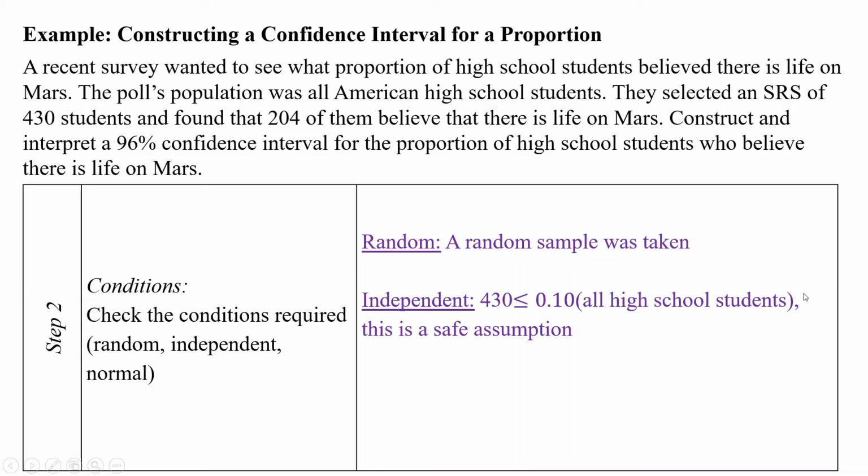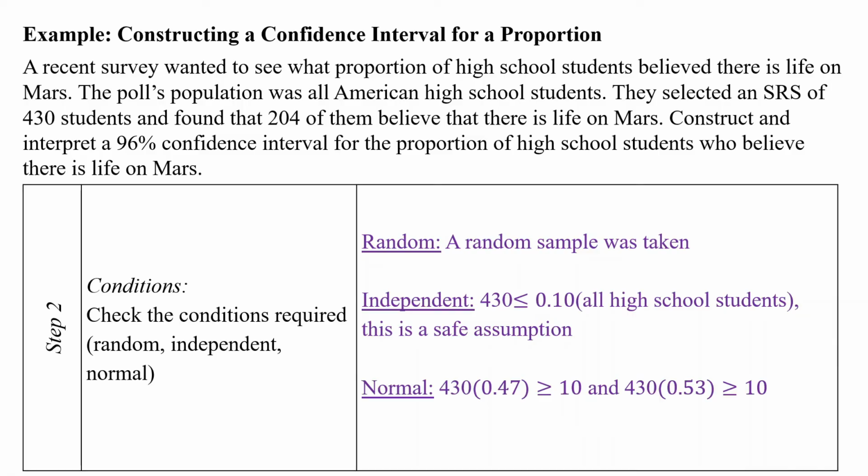For independent, we want to check our 10% condition because we did sample. So we're going to check that our sample size is less than 10% of our population. And as we had before, our population is usually given in words instead of a value. So 430 is less than 10% of all high school students. It's a safe assumption, so we're going to assume that this condition is met.